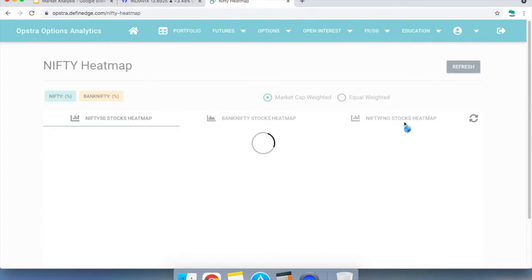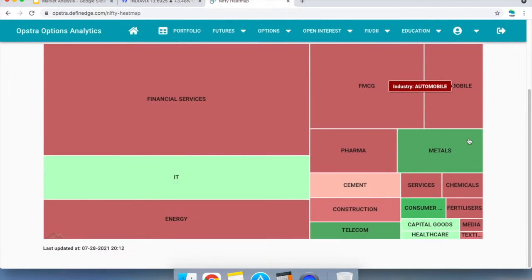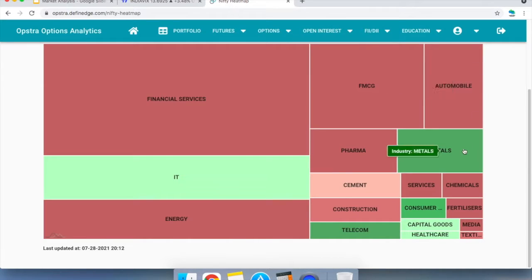Now let's look at the sectors. What was the sector action today? In the Nifty 50 sectors, you can see that metals and IT are the only sectors that performed. Consumer services also, it's not FMCG, it's services, the service industry. So, metal and IT are the major sectors that performed, metal really performed, all others didn't perform.